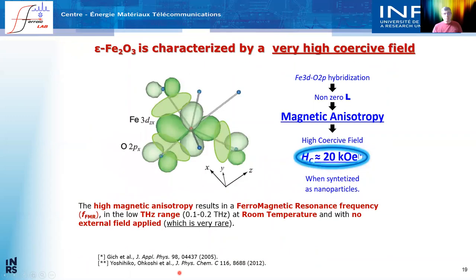Nevertheless, this material is very interesting, and it has been studied because it has very, very nice magnetic properties. It is the oxide with the highest magnetic anisotropy and a huge coercive field, 20 kilo-oersted.